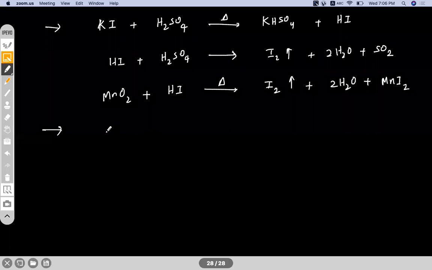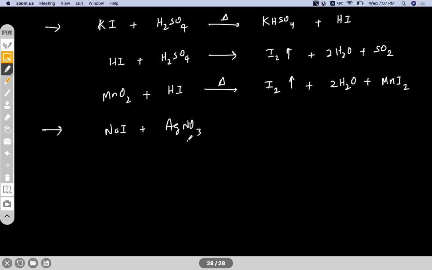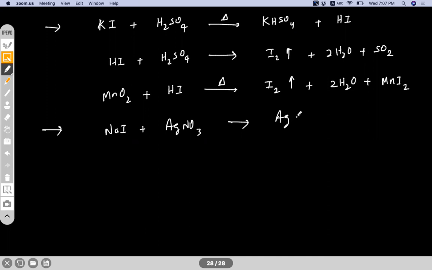AgNO3, if you add, so NaI, sodium iodide, with AgNO3 forms AgI, that is the yellow precipitate, and NaNO3. The layer test is very similar to what we did already in the last one. Copy this down.